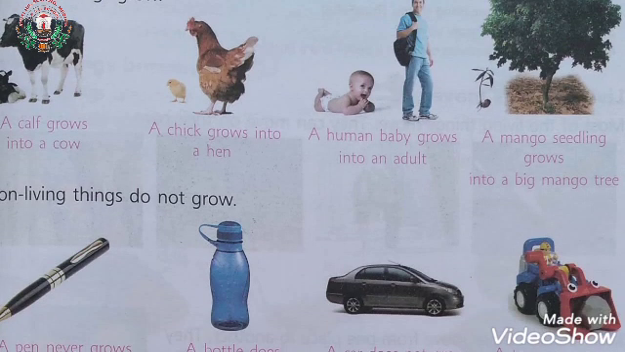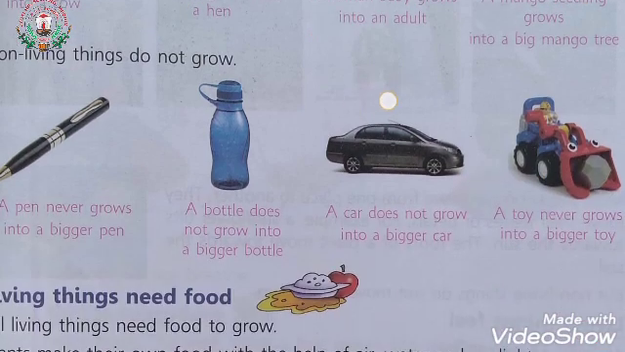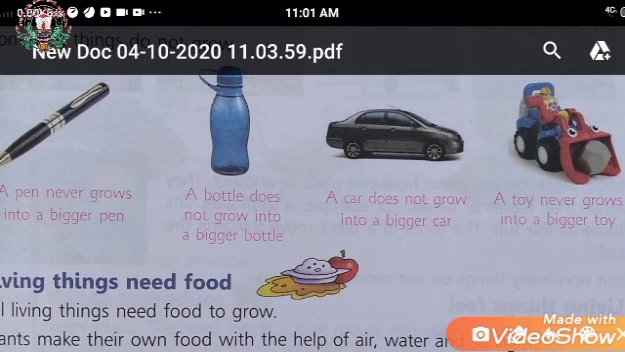All living things grow. See in this picture, a calf grows into a cow, a chick grows into a hen, a human baby grows into an adult, and a mango seedling grows into a big mango tree. But non-living things do not grow. Like a pen never grows into a bigger pen, a bottle does not grow into a bigger bottle.